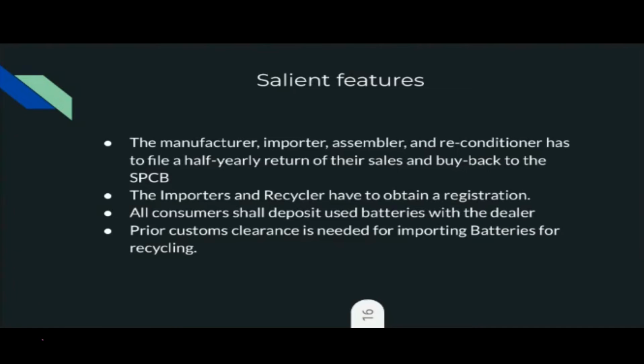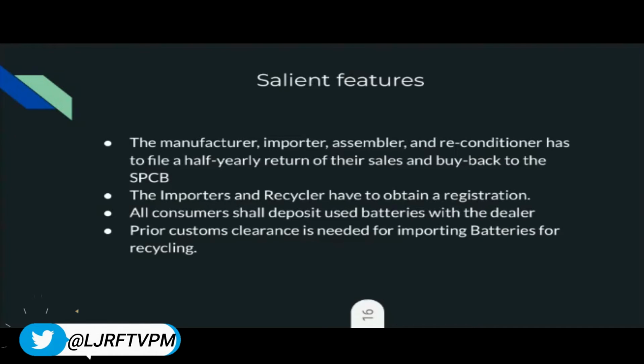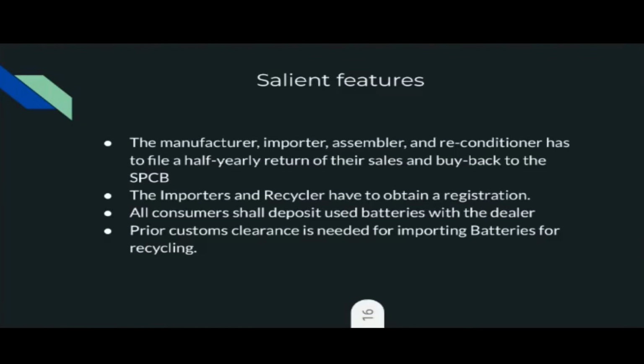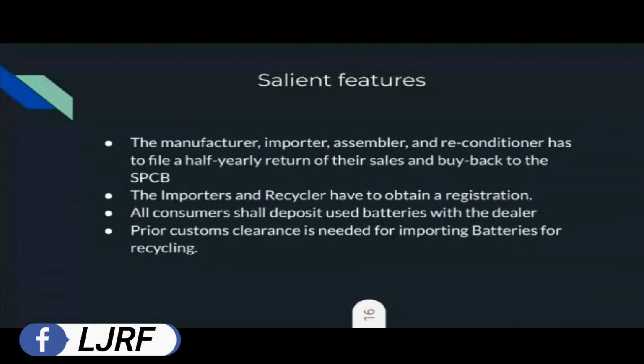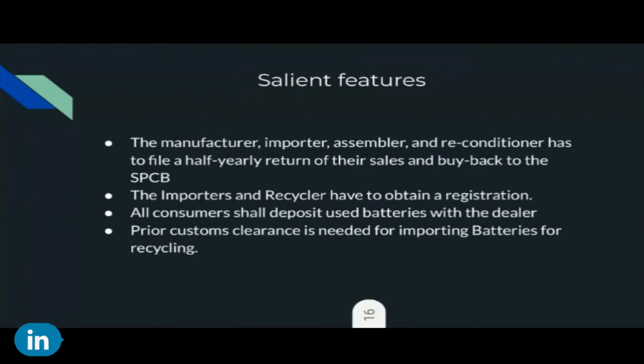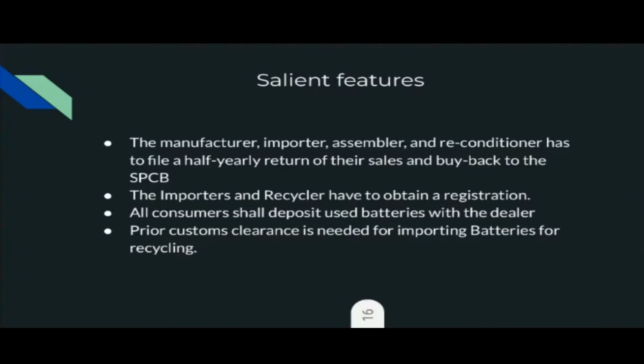That is, the recycling of the battery should take place at the source itself. The manufacturer or importer or assembler should buy back the battery and give a new battery. That is the basic idea of this rule. Another salient feature is that the importer and recycler have to obtain registration. So a registration from the particular authority is required for importers and recyclers.